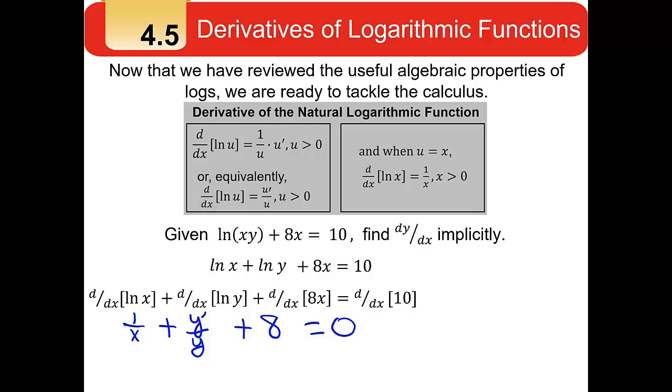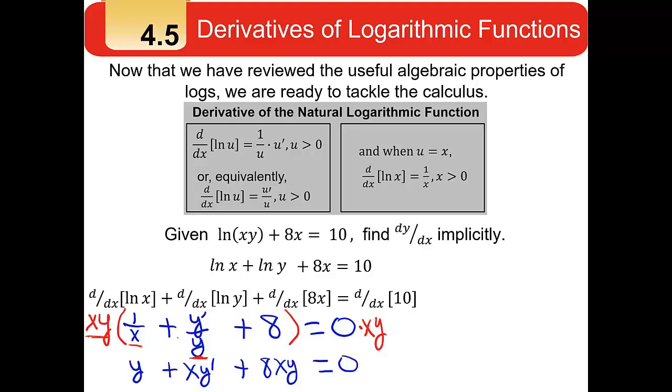Probably the easiest way to do it is just multiply through by the LCD. You've got an x and a y in the denominator, so if you multiply both sides of the equation by xy, when you multiply x over y by 1 over x, the x is canceled and you're just left with a y. When you multiply x over y times y prime over y, the y's cancel and you're left with x times y prime. And then when you multiply the 8 times the xy, you get 8xy. So when all is said and done, you get y plus xy prime plus 8xy equals 0, because xy times 0 is 0.